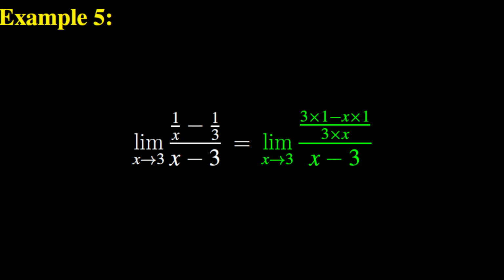Given that on the numerator, we have the difference of two fractions, we have to reduce them to the same denominator. So the numerator of the main fraction will be 3 times 1 minus x times 1 and its denominator is 3 times x. In fact, we are applying the basic principle for adding and subtracting fractions, which consists of multiplying the numerator of the first fraction with the second fraction's denominator and the numerator of the second with the denominator of the first to obtain the new numerator. The new denominator is just obtained by multiplying both denominators of the initial fractions.